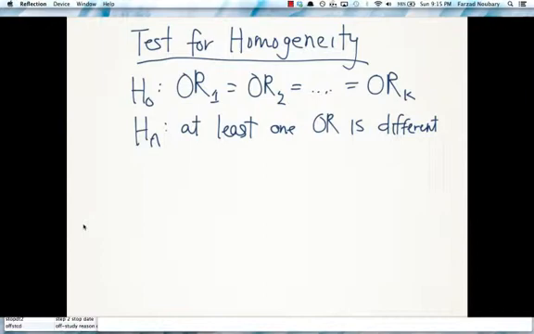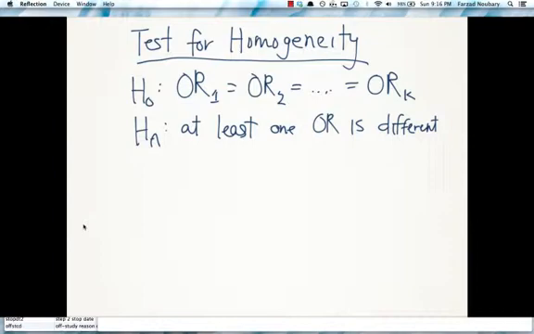So what we did was we said, okay, if we have these multiple 2x2 tables, what we want to do first is think about, should we combine the information in the multiple 2x2 tables? In other words, is the strength of the association, the odds ratio, similar in each of the two 2x2 tables?